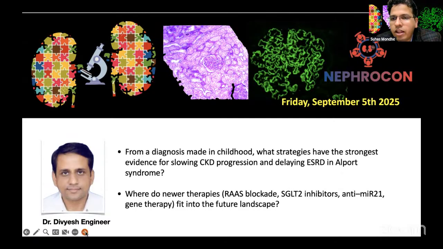Now, I would like to involve Dr. Divesh sir also in this discussion. From this patient's diagnosis, which was made in childhood, we are aware that they now have Alport. So what modality can we use to slow down the progression and delay them from reaching ESRD or being found on dialysis?